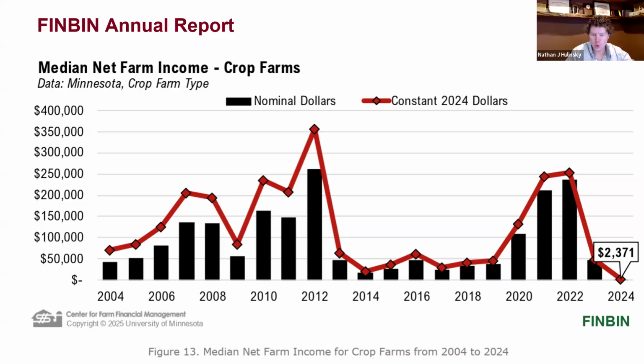Unfortunately, though, in 2023, they jumped off a cliff downwards. And in 2024, the average net income on the crop farms was a whopping $2,300. Unfortunately, 2024 is the lowest income over the last 20 years for crop farms. Okay, so again, this is one of the reasons why land rental rates have decreased from 23 into 2024, is that the income just isn't there on the farm.